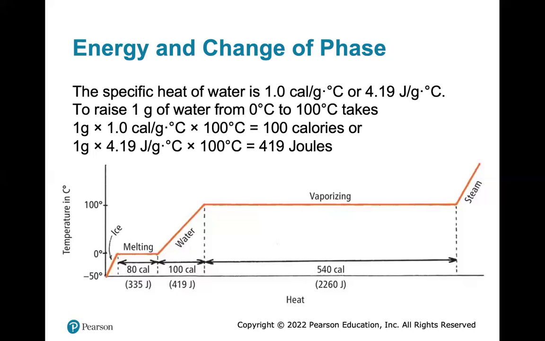Okay, now the specific heat of water is 1 calorie per gram per degree C or 4.19 joules per gram per degree C. So to raise 1 gram of water from 0 degrees C to 100 degrees C takes 1 gram times 1 calorie per gram per degree C times 100 degrees C equals 100 calories, or in the joule equivalent is 419 joules. You can see they have both the calories and the joules listed on this graph.